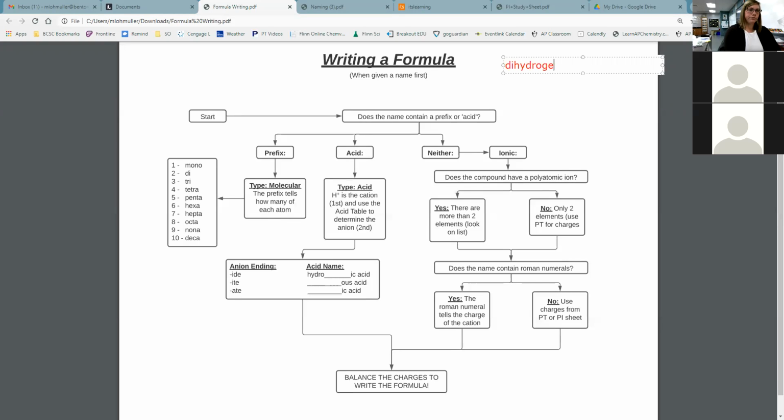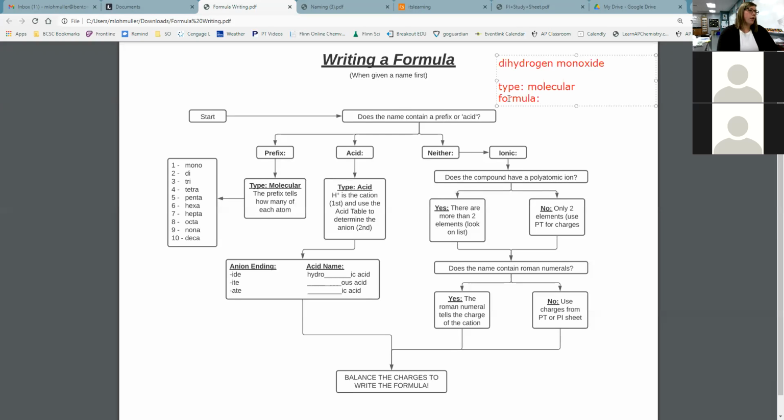Dihydrogen monoxide. Okay, so first question from the name, does the name contain a prefix or acid? It doesn't have the word acid, so that's a no. But it has di and it has mono. So those are both prefixes, so that means that the type of compound is molecular.